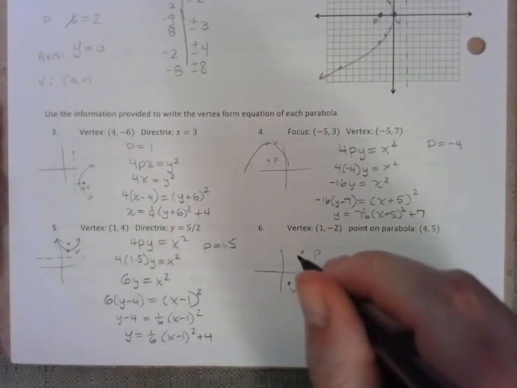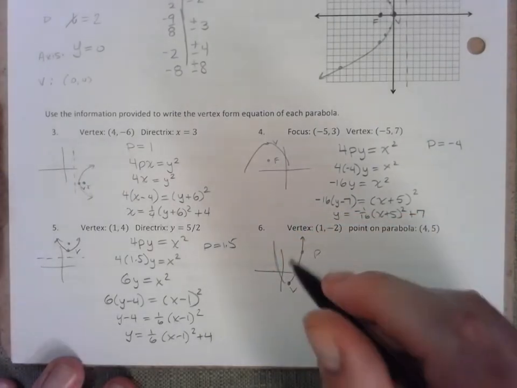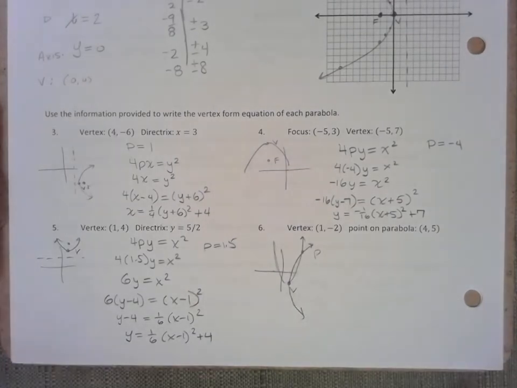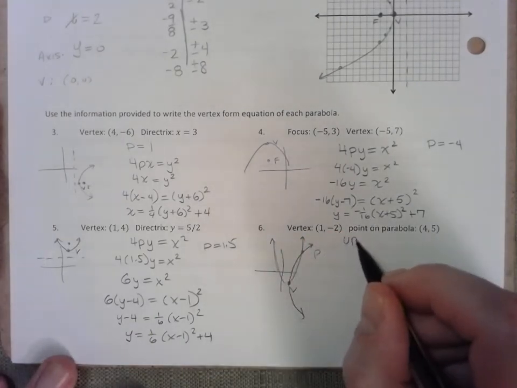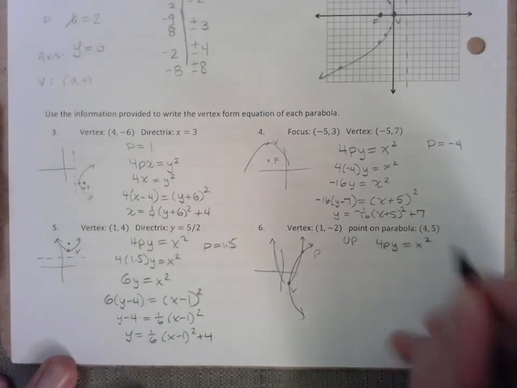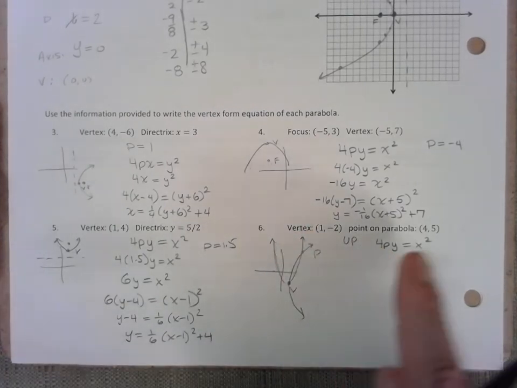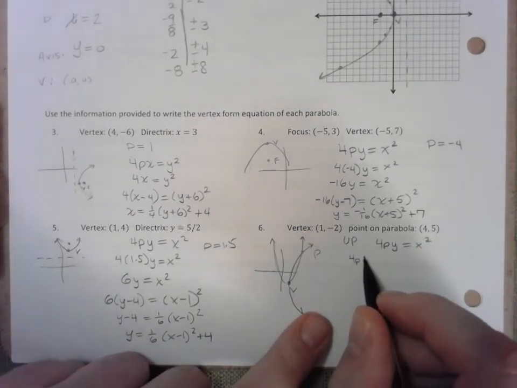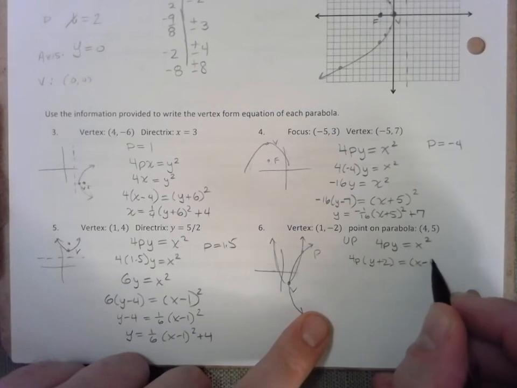So if I believe that it opens up, this could be our parabola, or if you believe that it opens right, we get a parabola that looks very different. So let's pick one of these directions to work on first. Let's try to do up. So if it's up, that means 4py equals x squared. Okay, we know the vertex, we don't know the p-value, and we know the point is 4, 5. All right, let's see what we can do. 4p, let's insert that vertex. y plus 2 equals x minus 1 squared.